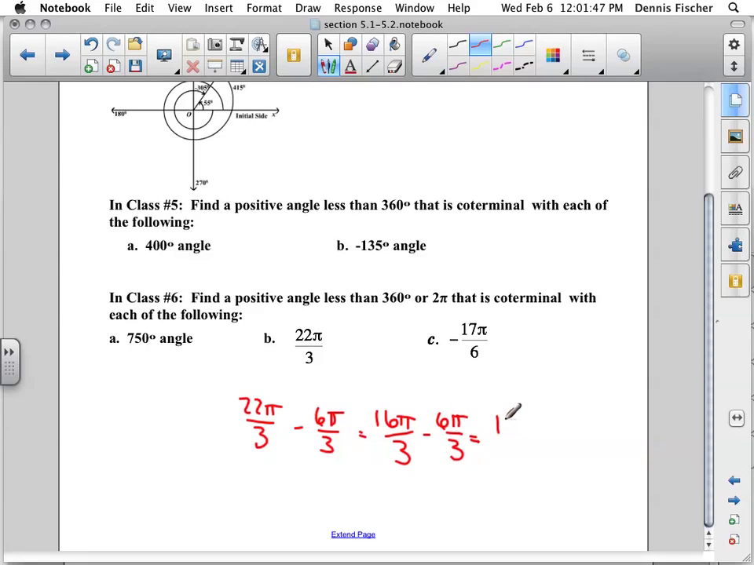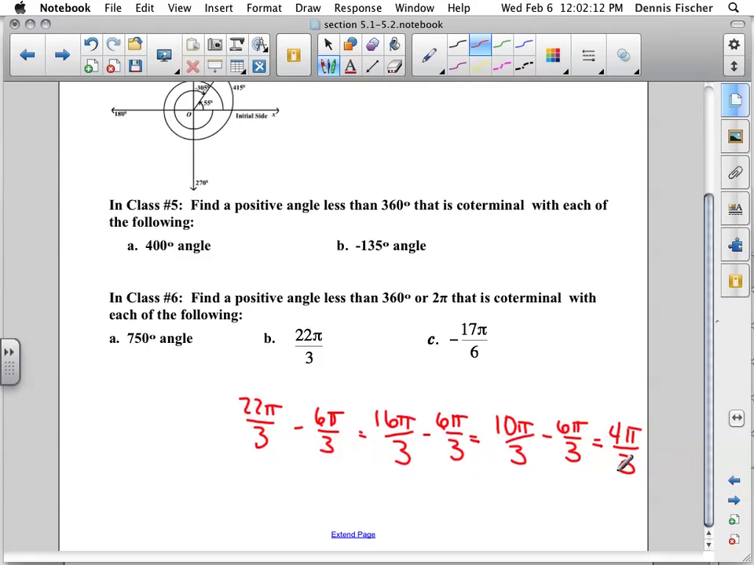If I do that, I get 10 pi over 3. Am I done? No, I'm still above 360. Minus 6 pi over 3 again. If I do that, I'm going to get 4 pi over 3. Am I bigger than 2 pi now? No, so my coterminal angle that is less than 360 is going to be 4 pi over 3.